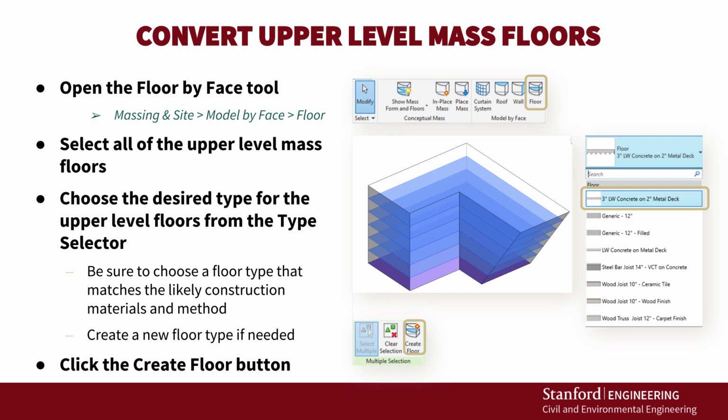Now you may need to Control-click to select several of those upper level mass floors, but after you've selected them, you can choose the desired floor type for the upper floors from the Type selector. And as you choose that type, be sure to choose a floor type that matches the likely construction materials and the method that it'll be using. Remember that you can also create a new floor type if needed. But once you have those floors selected and you've chosen the type, you can click the Create Floor button, and those floors will be created at the mass floor locations.